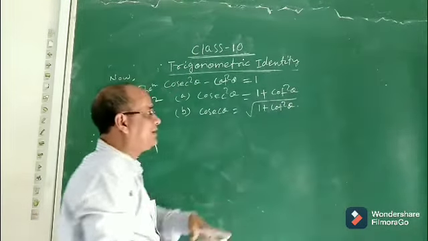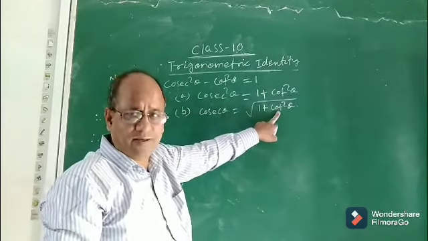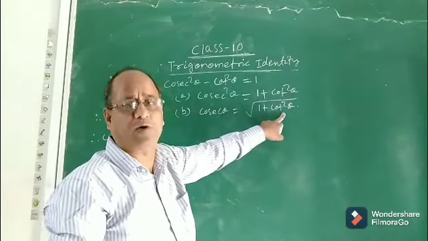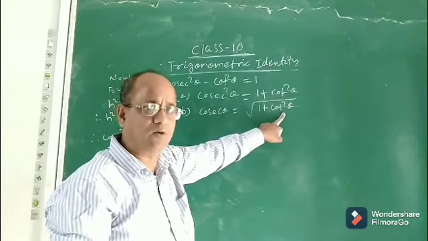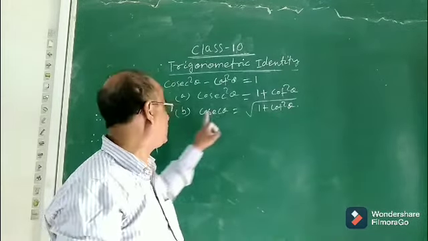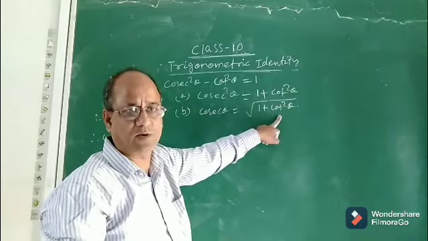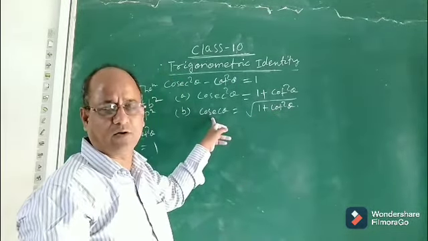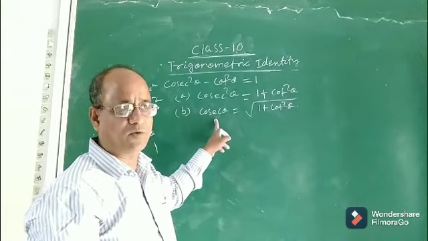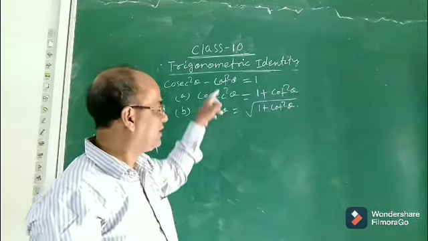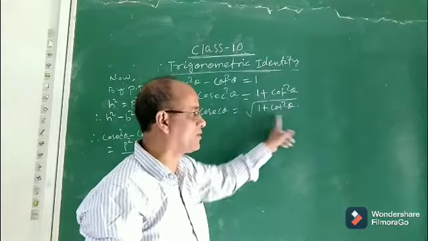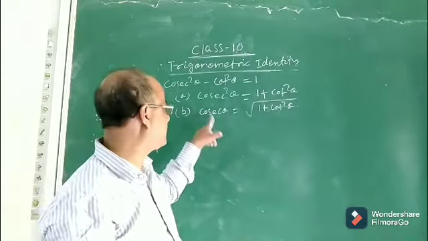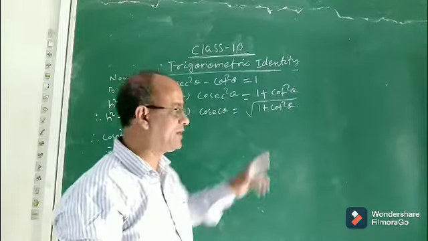What does it mean? It means that if in a particular question you are given the value of cot theta and you are asked to find cosec theta, you will use this formula. Put the value of cot theta here and you can easily find the value of cosec theta. So this is how to express cosec theta in terms of cot theta.